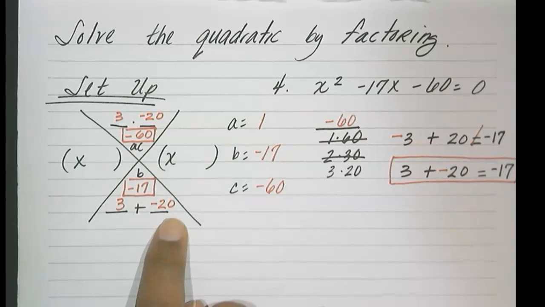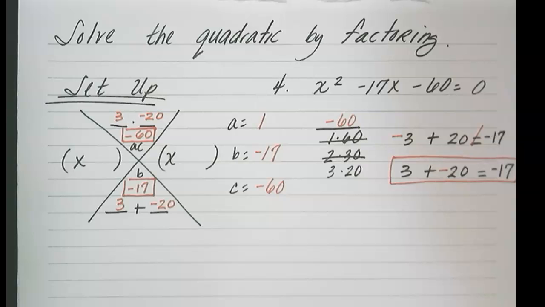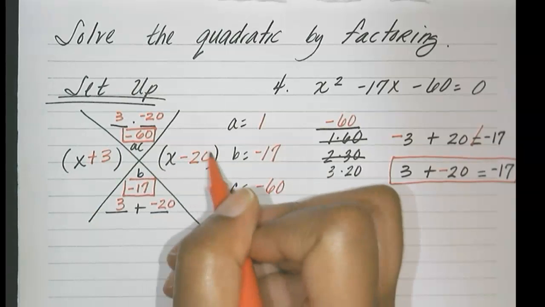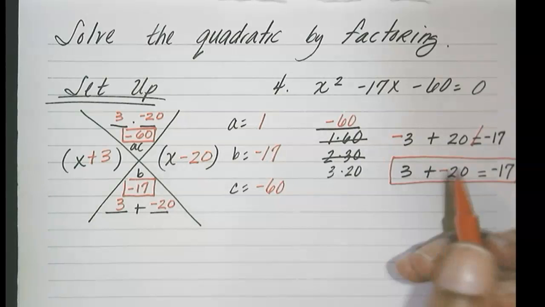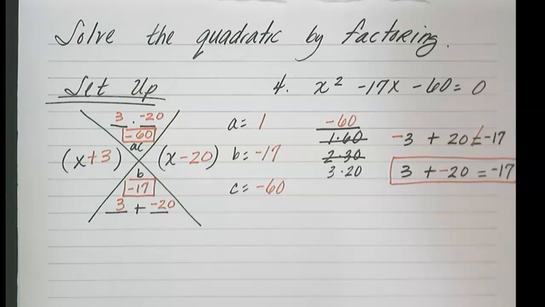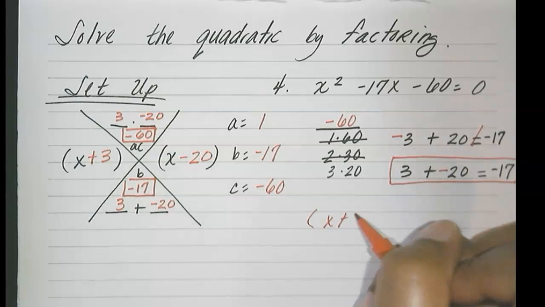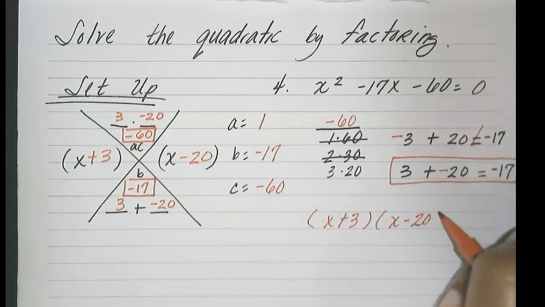3 plus negative 20. Same sign, add and keep, different sign, subtract. Keep the sign of the higher number, then it will be exact or correct or whatever your teacher taught you. Plus 3 minus 20. It works. So, your intercept form of this equation is x plus 3 times x minus 20 equals 0.